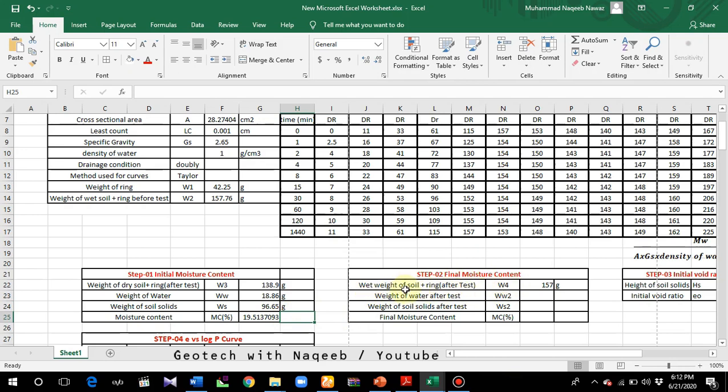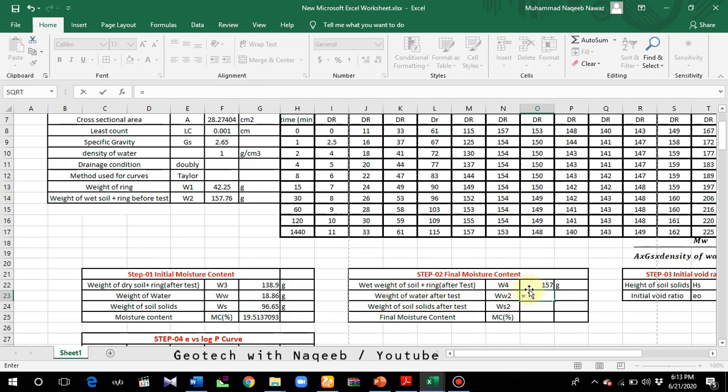See, the wet weight of soil plus ring after the test will be changed, because during the test there is removal of water, so there may be a change in the weight of water after the test. Because the soil solids will not be changed, the weight of soil solids will be constant, because particles of soil are not moving out of the ring or sample. So that is why the weight of dry soil before and after the test will remain the same. The only thing that will change is the weight of the water. So I will have to find out the weight of water after the test.